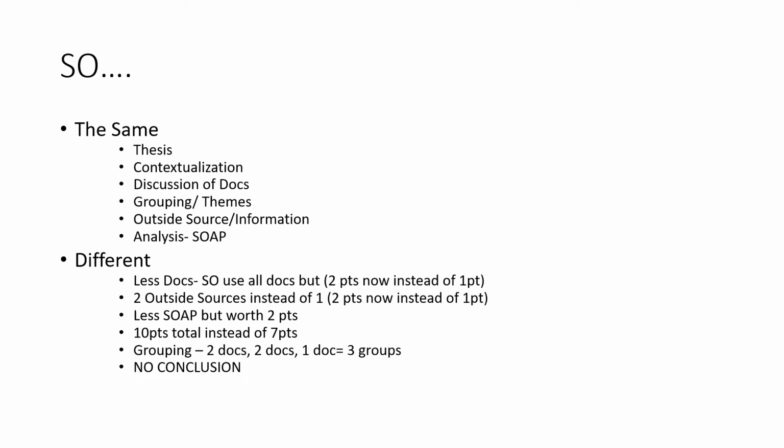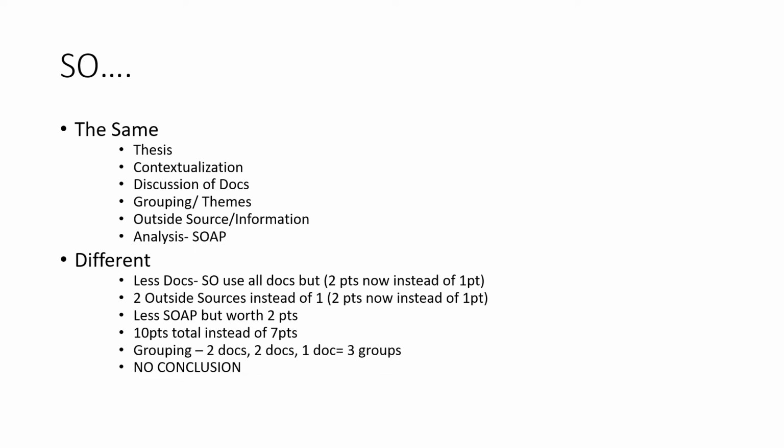You still need to do grouping, or themes, and put those documents into groupings or themes. What else is the same? Outside source. You are giving outside pieces of information and showing analysis. So everything is basically the same. It's just the number of requirements, more or less. The outline and structure of what you need to do is the same. You just have fewer documents, fewer SOAPS, but more outside sources.